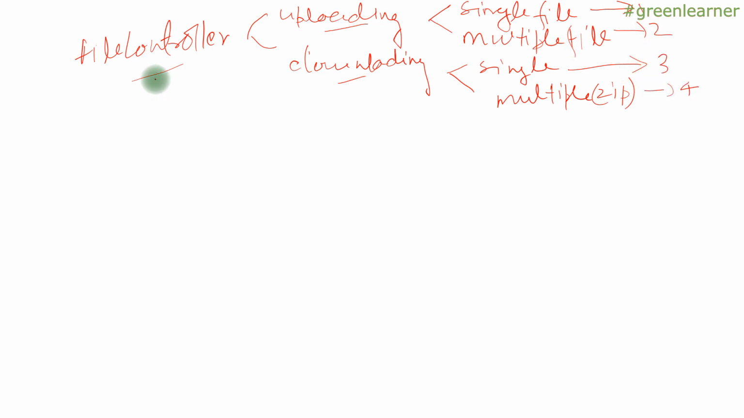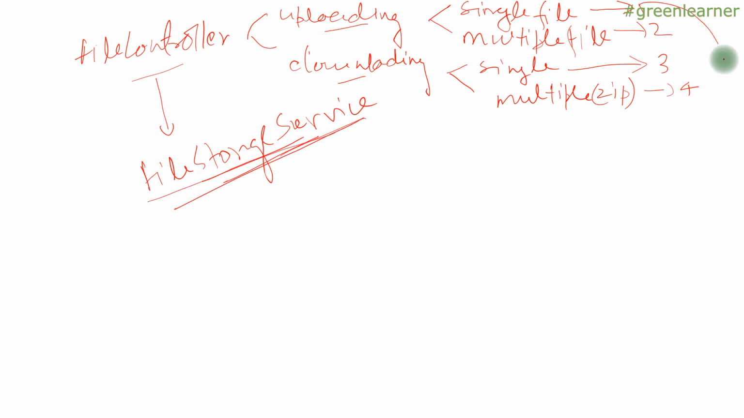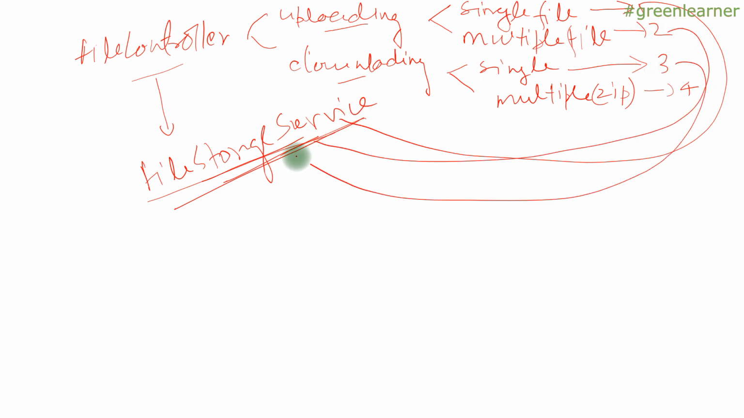These endpoints will call the file storage service, where we will be writing the actual code. Each endpoint will call this service. So basically this controller will have a dependency on the file storage service, and these endpoints will call it, and the file storage service will have the actual logic to do these things: storing a single file or multiple files, or single downloading, multiple downloading, right?